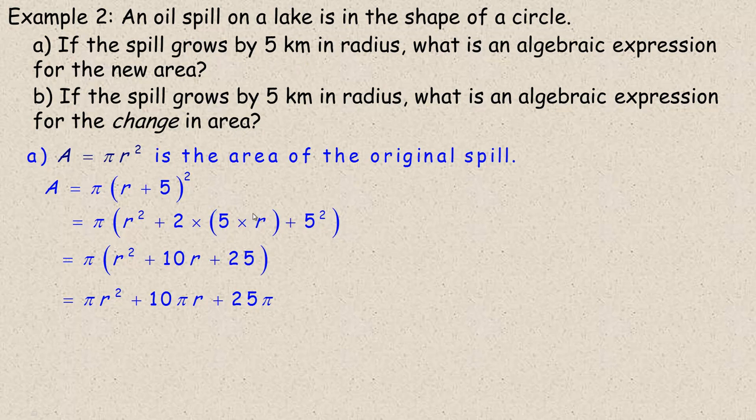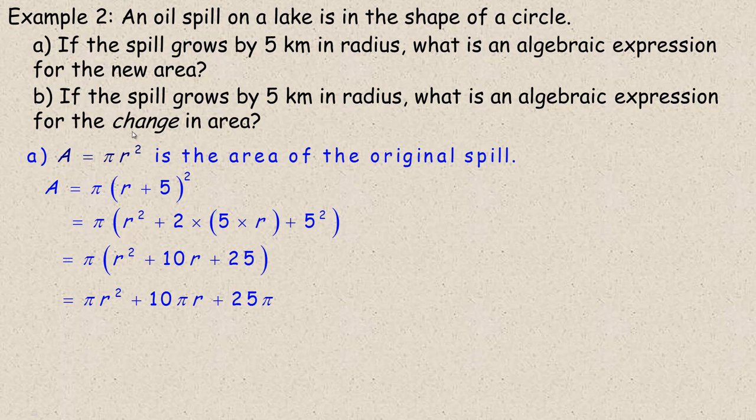So if you said, let's say the original radius was 2, and it got 5 bigger, it went to 7. To find this new area, you could just put 2 in place of r, and that will give you what the area would be if it got 5 bigger. In B, it says if the spill grows by 5 kilometers in radius, same idea as A, what is an algebraic expression for the change in area? Like how much bigger is the area?